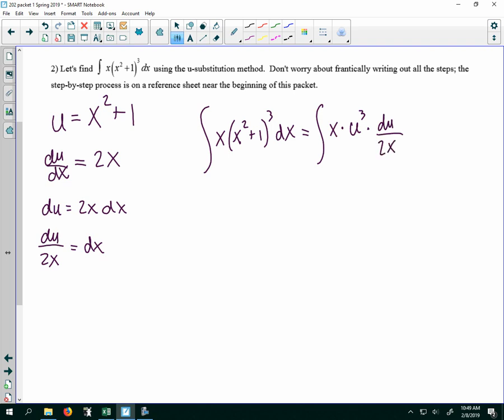So this magical thing happens where my x's cancel. Now I have an x on top and an x on the bottom, and they cancel. So this becomes the integral of 1/2 u cubed du, because that 2 is in the denominator of a fraction, so it's a 1/2, and then I have u cubed du.